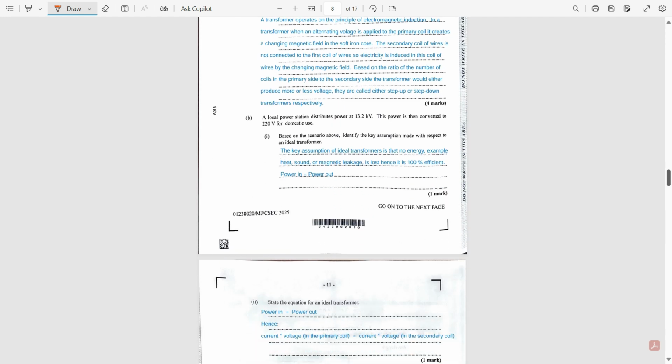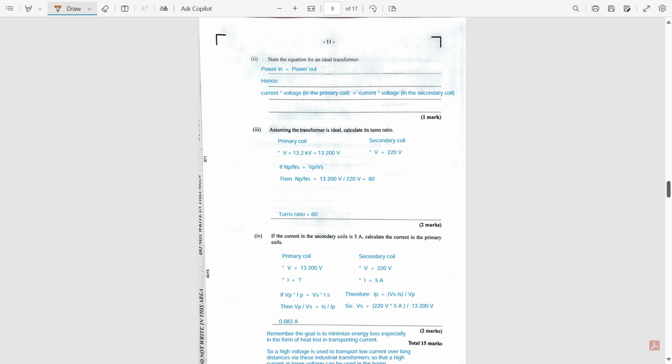Then it says a local power station distributes power at 13.2 kilovolts. This power is then converted to 220 volts for domestic use. Based on the scenario above, identify the key assumption made with respect to an ideal transformer. The key assumption of ideal transformers is that no energy, for example heat, sound, or magnetic leakage, is lost, hence it is 100% efficient. Therefore, power in is equal to power out.